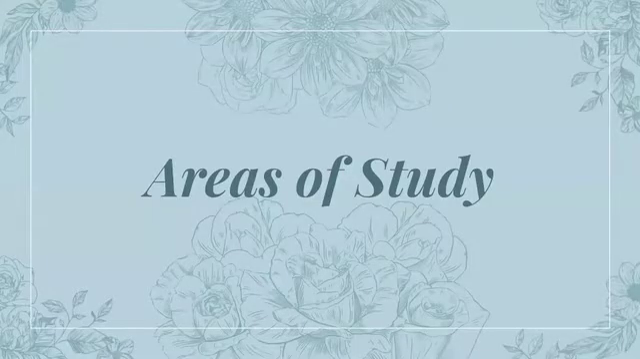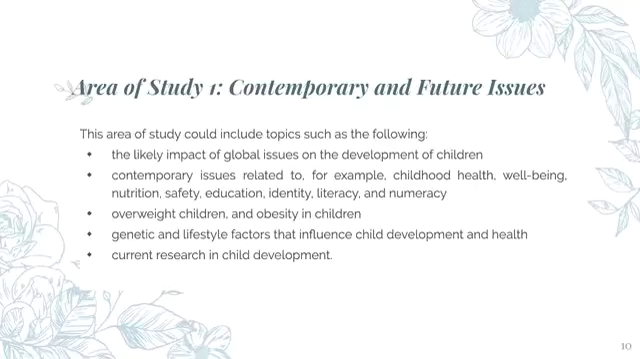Right, areas of study. So some different sort of topics, I guess, if you will. All right. First one is contemporary and future issues. So anything to do with what's happening now, anything to do with maybe potential problems or positive things that could be happening in the future. So that could be related to global issues on the development of children. So, something current that's happening right now is, there's a lot of debate about schools being open. Little kids 8 years old go to school.